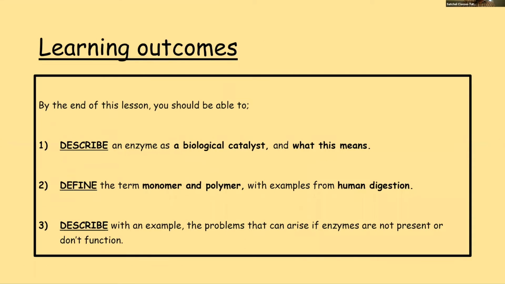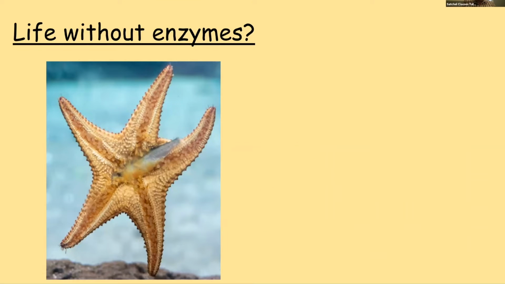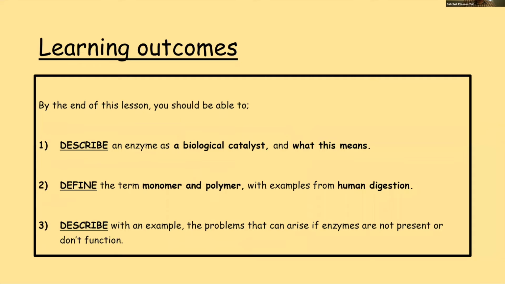So, the term monomer and polymer with examples from human digestion. Final bit then. Describe, with an example, the problems that can arise if enzymes are not present or don't function.